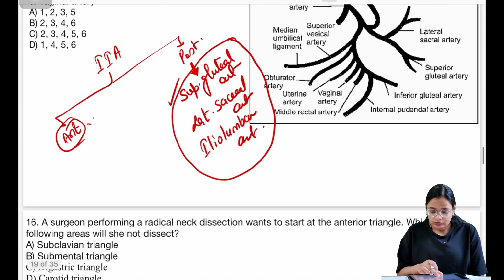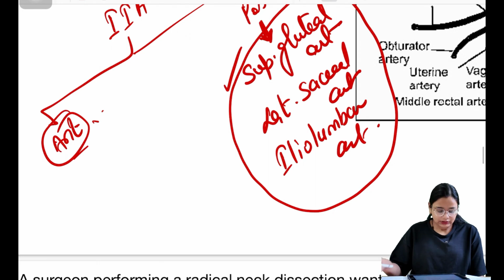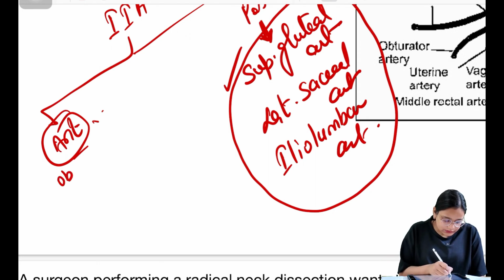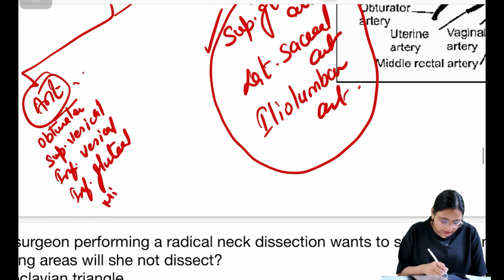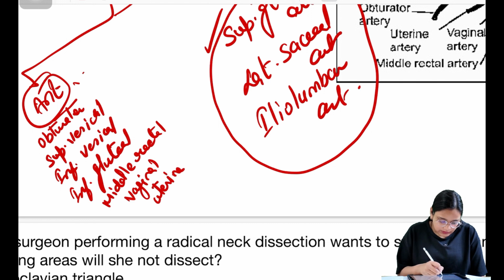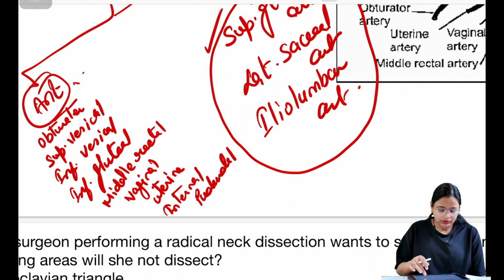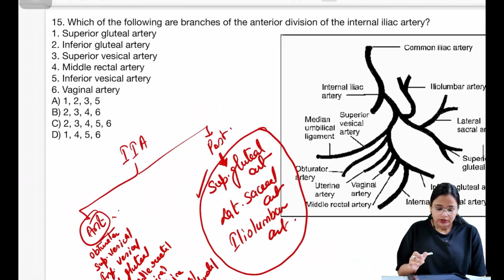If you want to know all the branches of anterior division of internal iliac artery, then first is obturator. Second is superior vesical. Third is inferior vesical. Fourth is inferior gluteal. Fifth is middle rectal. Sixth is vaginal, uterine and internal pudendal artery. So these are all the branches of anterior division of internal iliac artery.